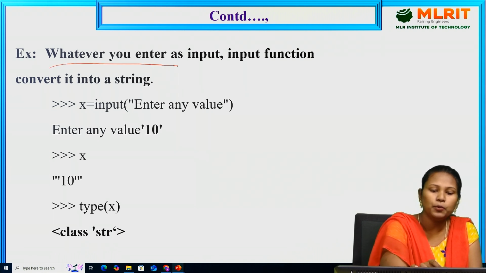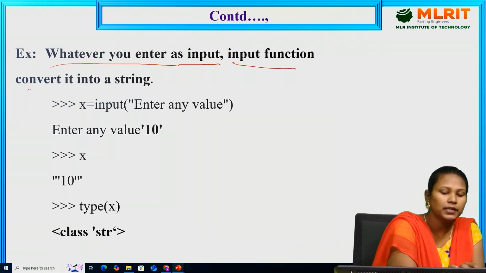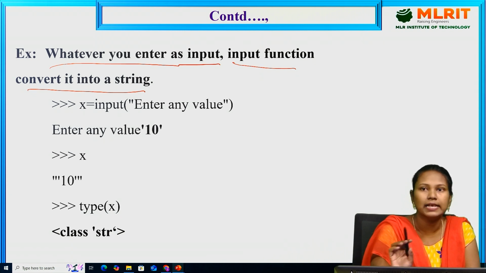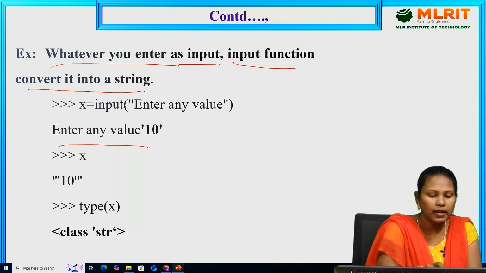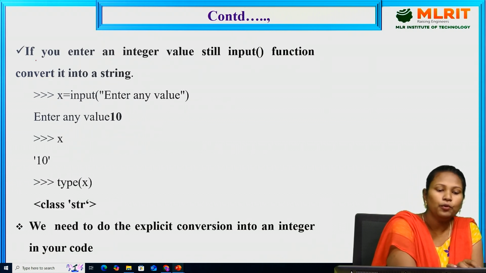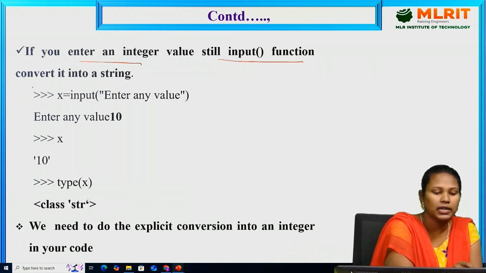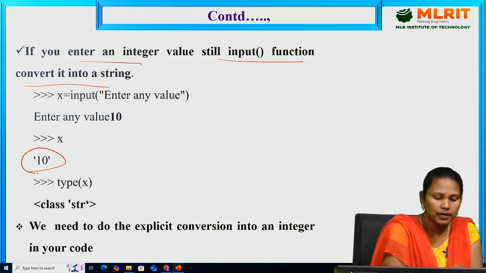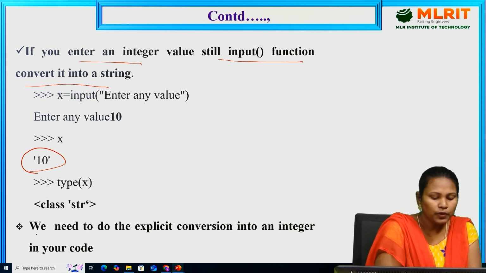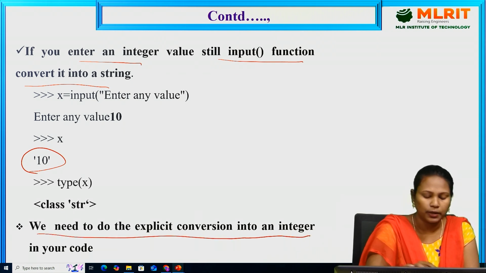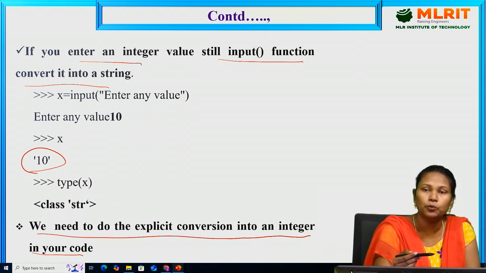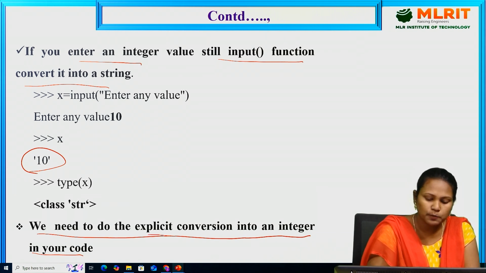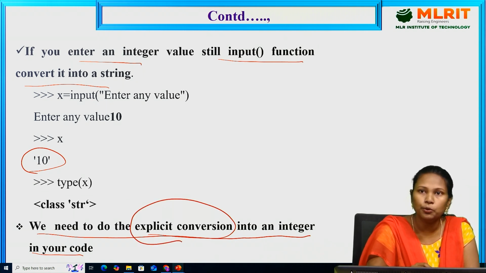So whatever you enter, the input function converts it into a string. It will take it as a string only. So if you enter the value 10, the type is str, string type. If you enter an integer value, the input function still converts it into a string. Again, the same example, it is the string type. So we need to do the explicit conversion into an integer in our code, which means we need to convert that data into an integer.